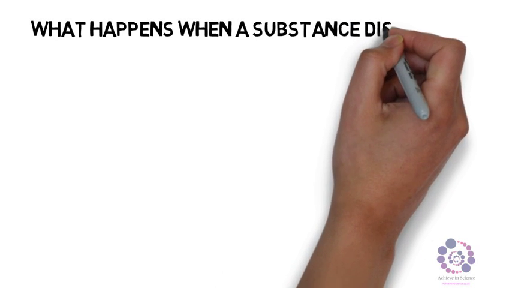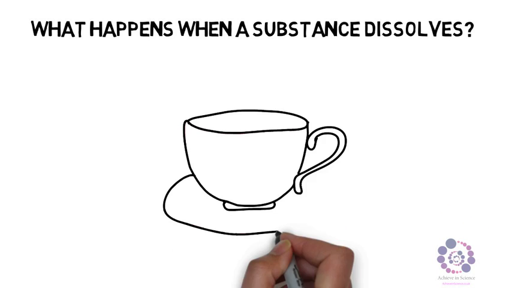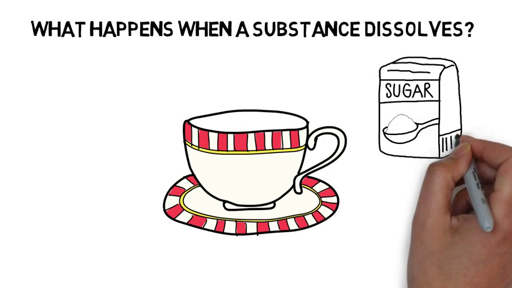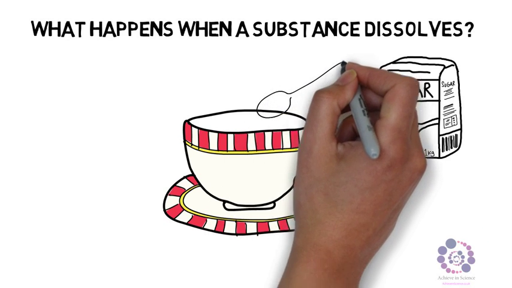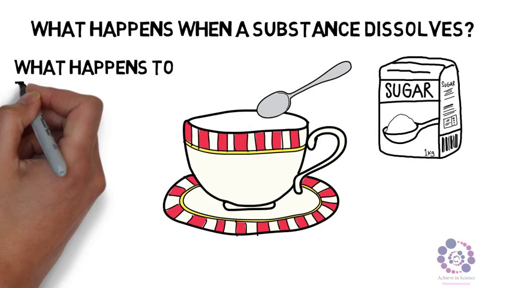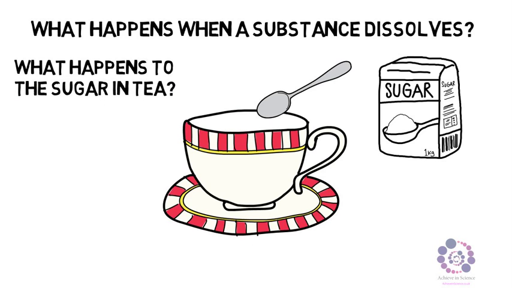Let's use an everyday scenario where we have a cup of tea. In the cup of tea we're going to dissolve some sugar to make sugary tea. And we need to know what happens to the sugar when it dissolves. Well, many students will actually say it disappears, and this is not the case. Just because it's no longer visible doesn't mean it's disappeared.